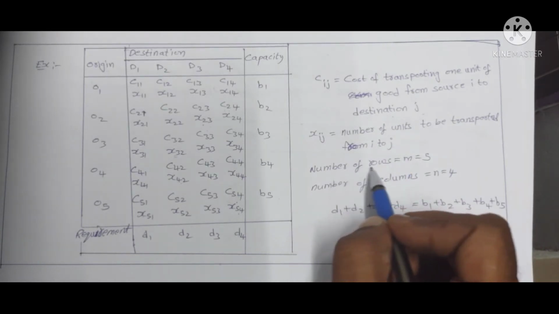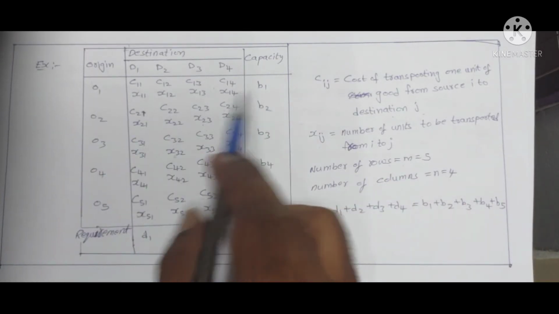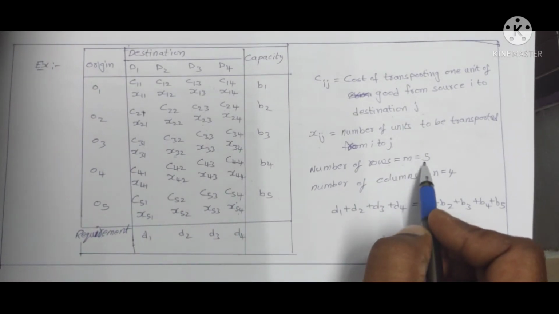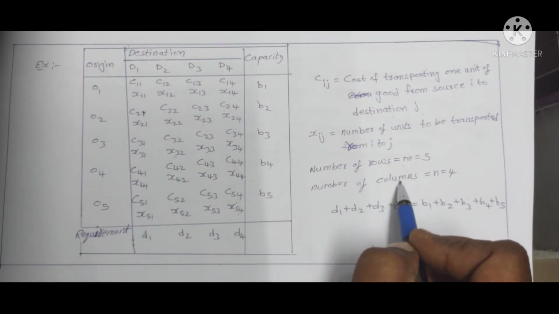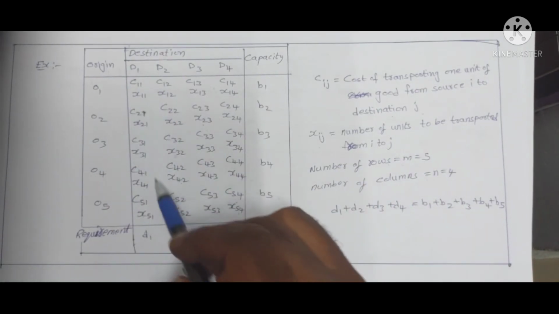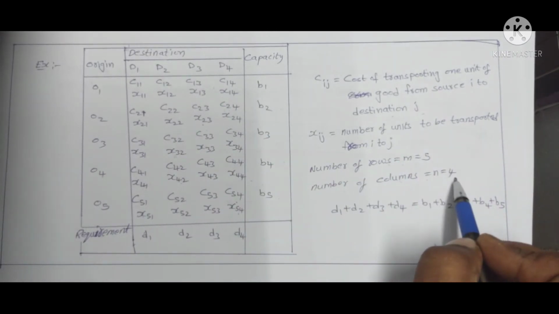Here the number of rows is taken as m. The rows are O1, O2, O3, O4 and O5. How many rows are we having? 5 rows. Similarly, the number of columns is taken as small n. How many columns are we having? 1, 2, 3 and 4. So n is written as 4.